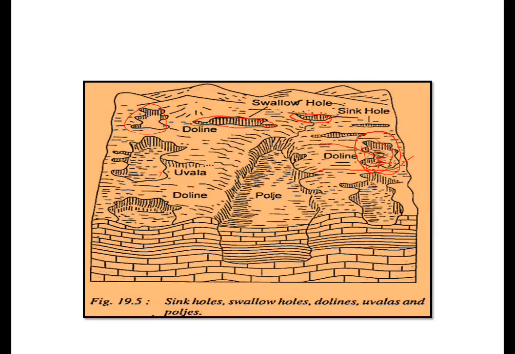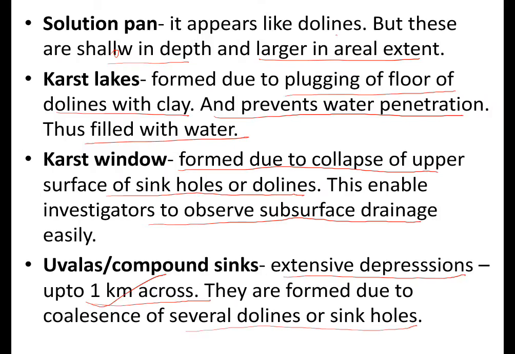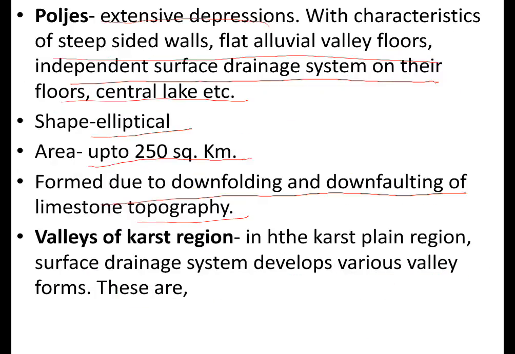So poljes, in this image we can see it is a larger feature when we compare it with the other features. Even the uvala is a large structure, but when we compare with the uvala, poljes are much larger, up to 250 square kilometers in aerial extent. These depressions have steep-sided walls, we can see here, and on the valley floor there can be alluvial deposition. So these structures are called poljes, and they are elliptical in shape.